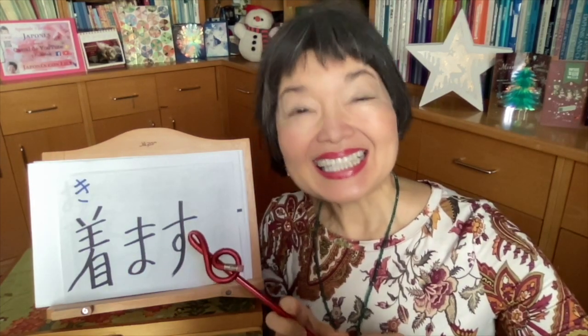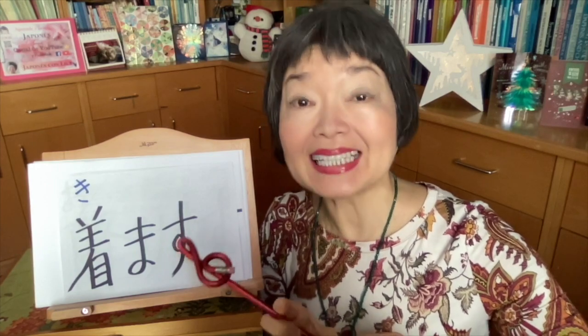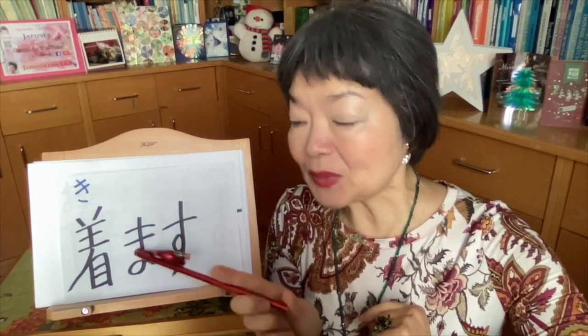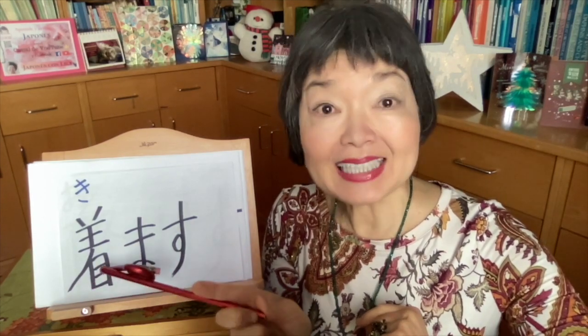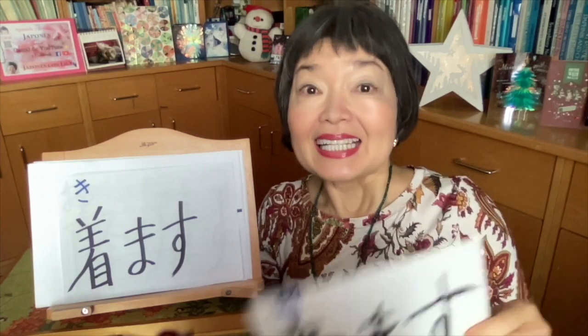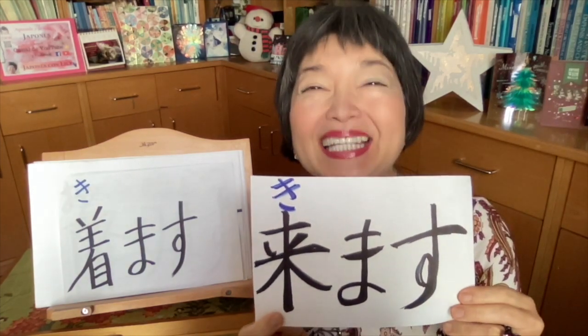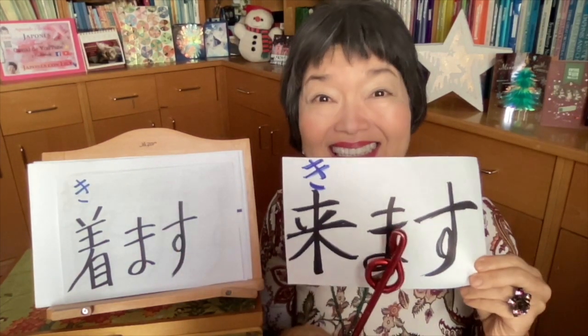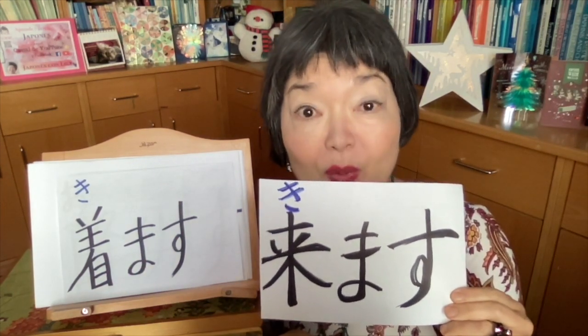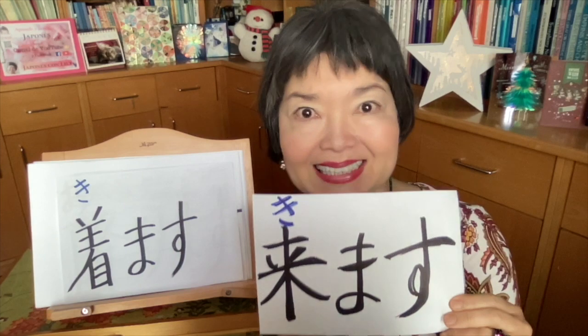着ます. This is also an exception and belongs to group 2. 着ます, with this kanji, means to put on clothes. But the same pronunciation as this one, 来ます, but the kanji is different, right? In the mas form, the intonation is exactly the same. 着ます, 来ます.